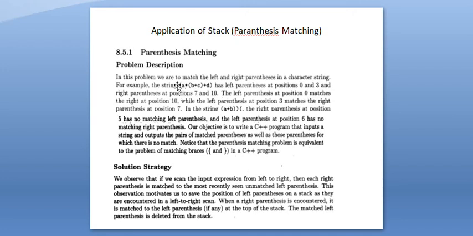So push is used as soon as you encounter a left parenthesis, and pop will be used whenever you encounter a right parenthesis. So what is the data you will be placing onto the stack? The positions of the left parentheses are the data which you are going to put onto the stack. For example, for this expression, the positions 0 and 3 should be added onto the stack.